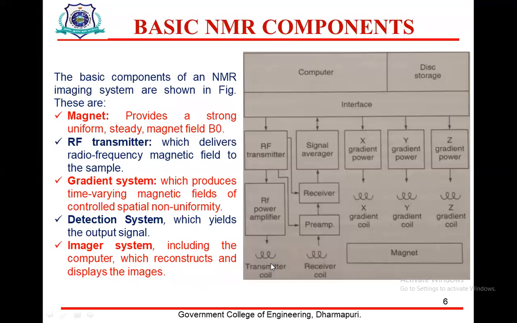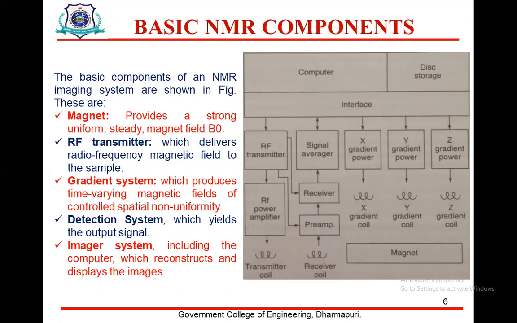What are the basic NMR components? You will see that the basic components are, first, the magnet. It will provide the strong, uniform, steady magnetic field. The RF transmitter delivers the radio frequency magnetic field to the sample. The gradient system is the time varying magnetic field of controlled spatial non-uniformity. The detection system yields the output signal, and the imager system includes the computer which reconstructs and displays the images.